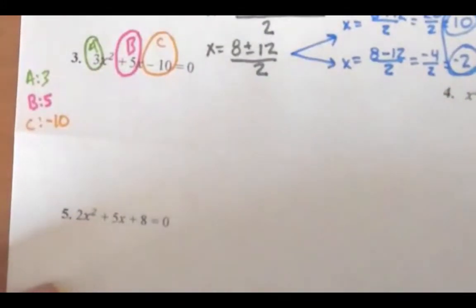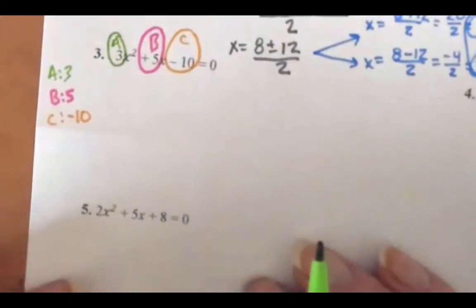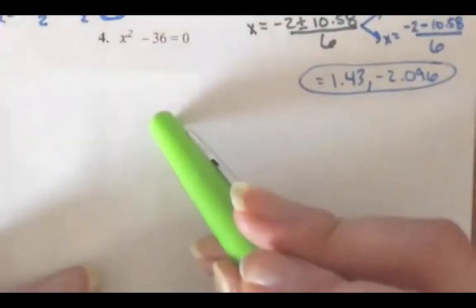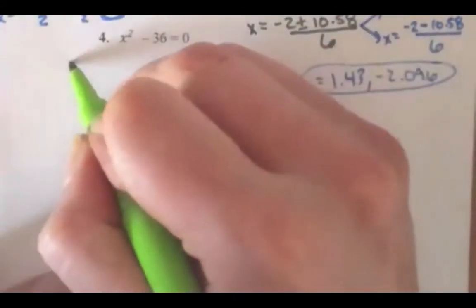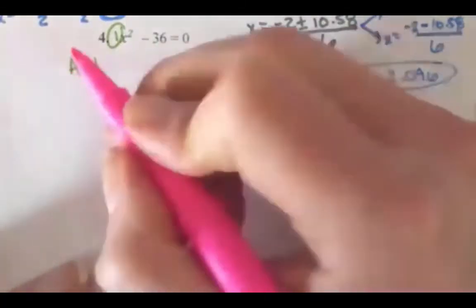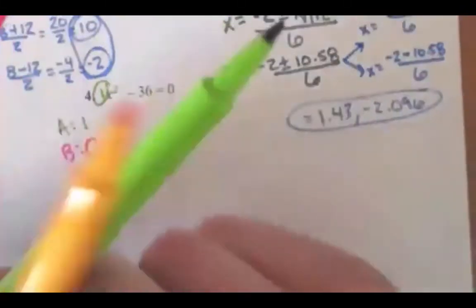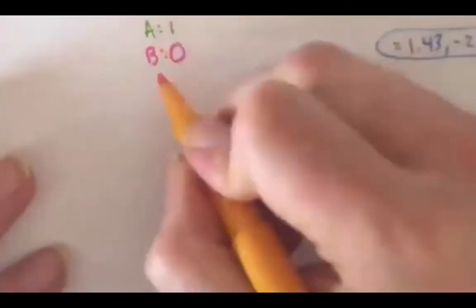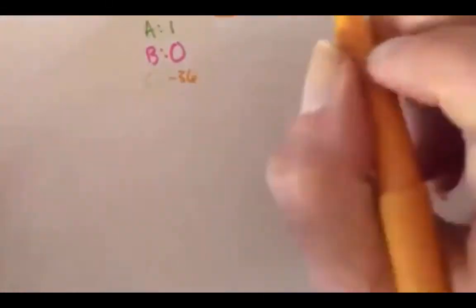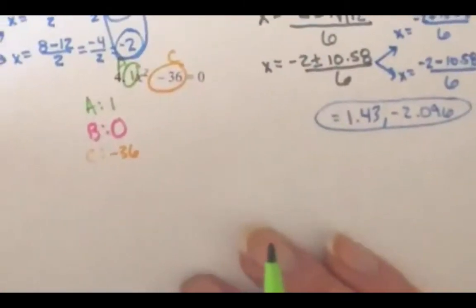Okay, and actually when you solve this one out, I think for the sake of time I'm going to skip number 3. It's not that much different than the other examples we just did. I want to show you guys something a little different. I want to show you number 4. On number 4 we have A is 1. B would normally be the number in front of the x. There is no B, so B is 0. And C is -36. It's a number without an x. So this one has an A and a C, but it doesn't have a B. Interesting.